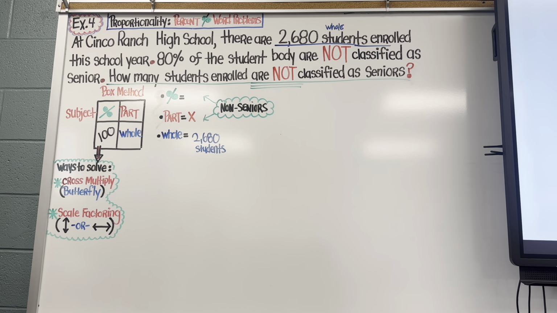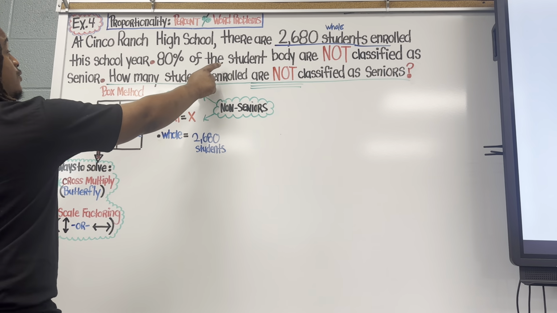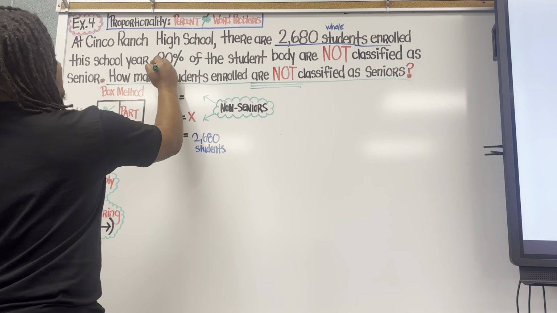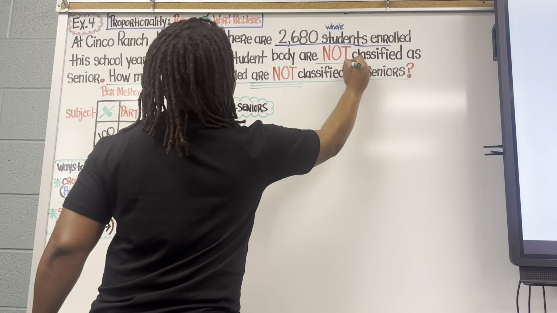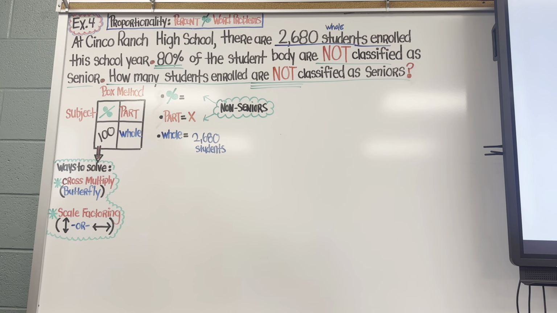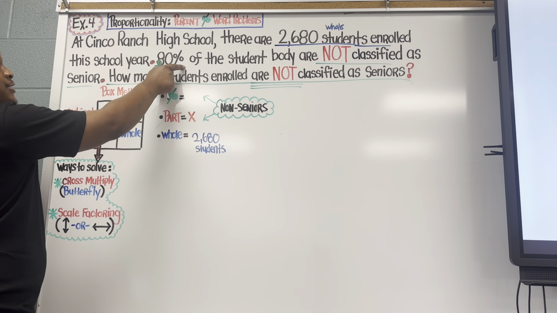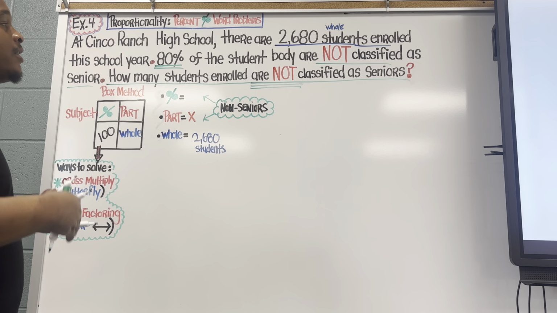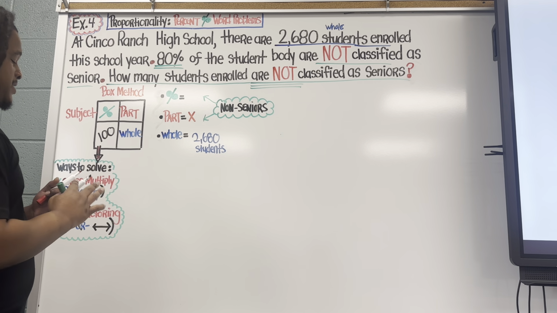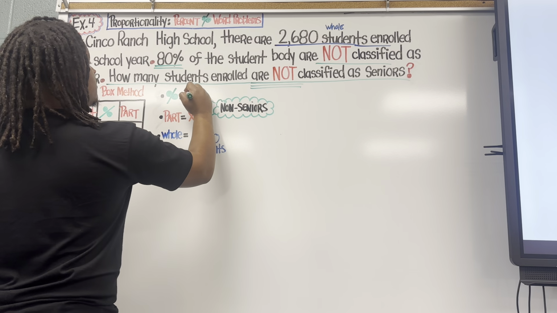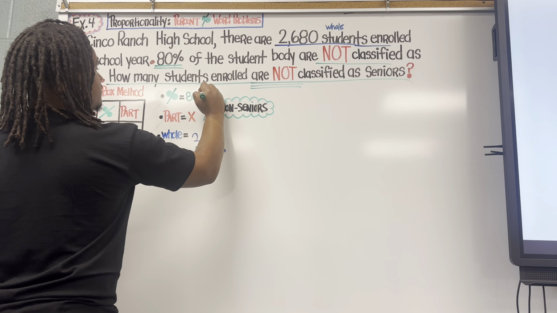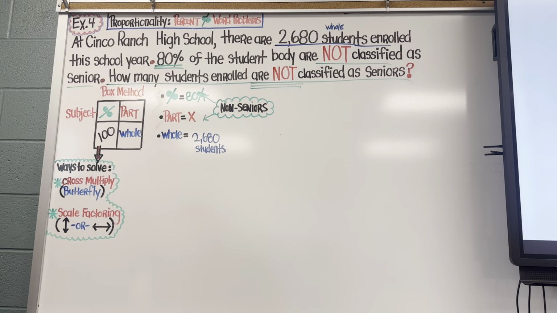And in the problem, guys, they gave us the percentage of the student body that are not classified as seniors, right? And the percentage is 80. And it says not classified as seniors, okay? So because the percentage represents the same as the part, right? And I don't have to subtract or add or do any manipulation, it's just 80%, because 80% of the student body does not classify as seniors, okay?